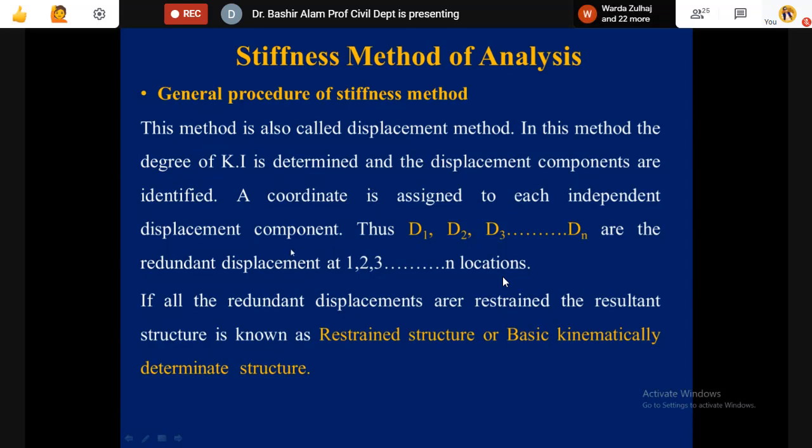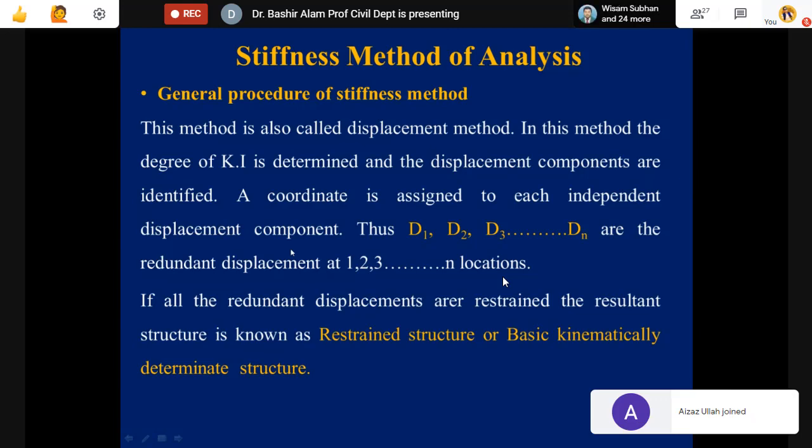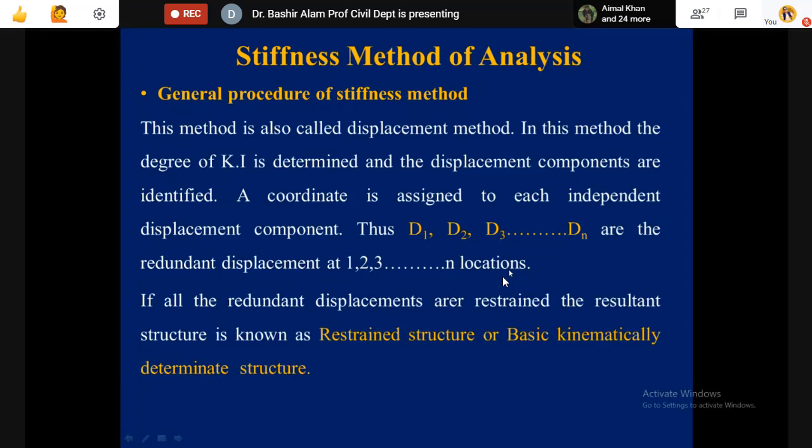Now, to each displacement component we give a label, and we generalize this label. We usually give it in terms of D, which is from displacement. So D1, D2, D3 up to Dn are the redundant displacements at 1, 2, 3 up to n locations. If all the redundant displacements are restrained, the resultant structure is known as the restraint structure or basic kinematically determinate structure.